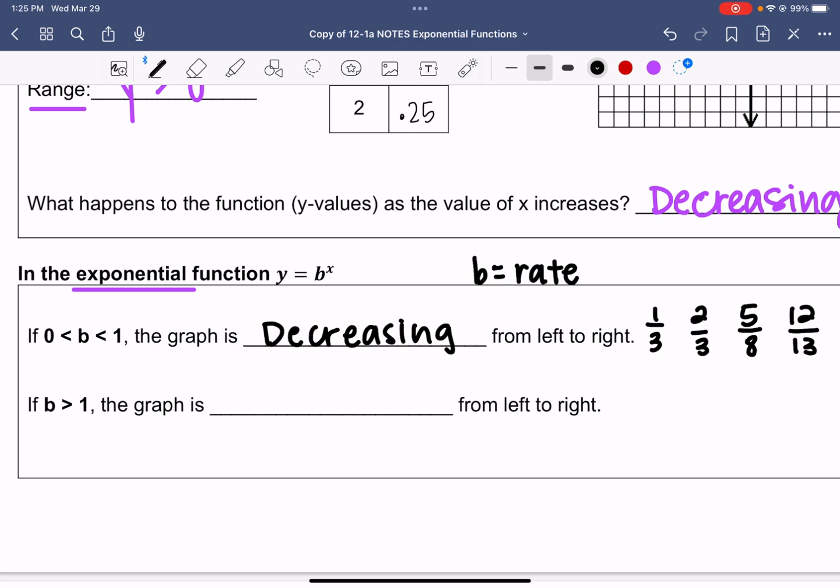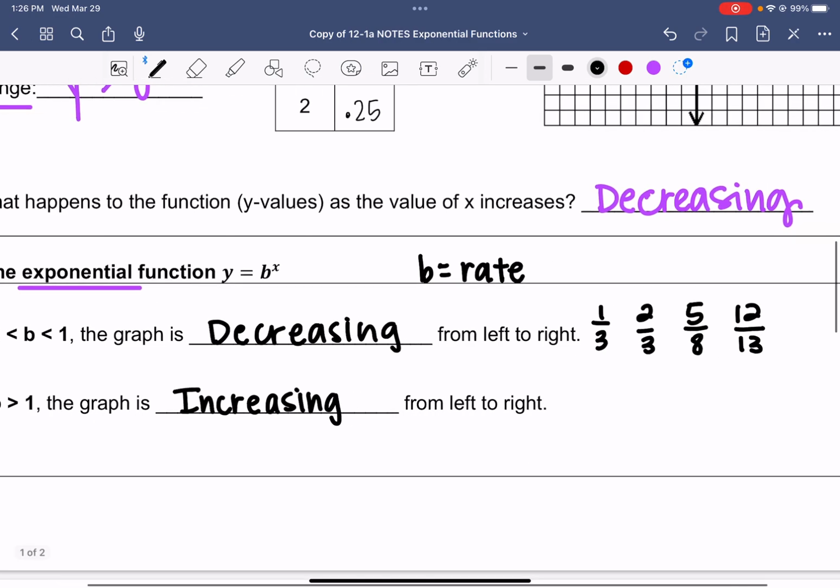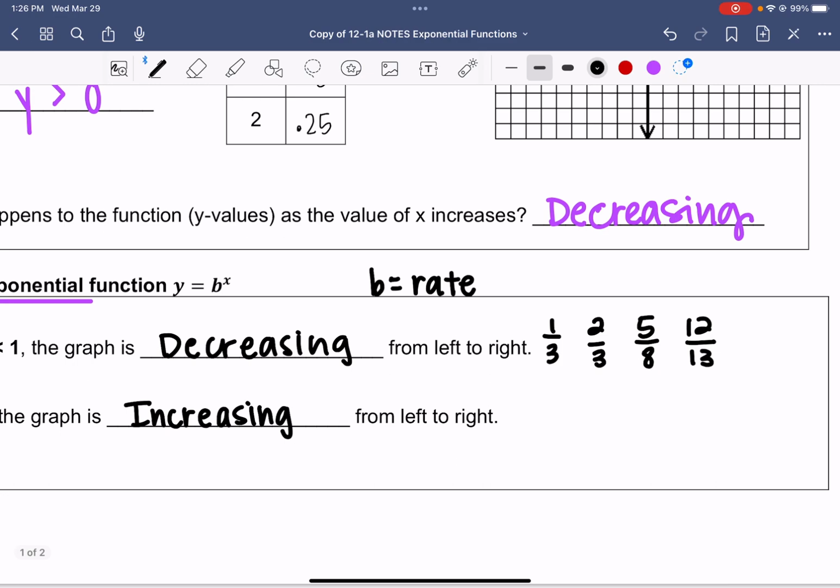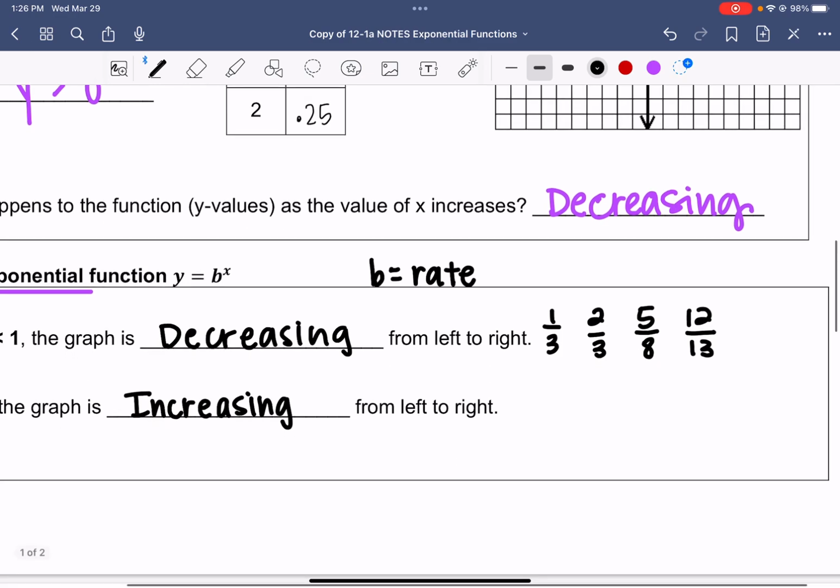If B is greater than 1, it's going to be increasing as it is going from left to right. So if B is in between 0 and 1, it's going to be going down a roller coaster. If B is greater than 1, I'm going to go up a roller coaster. Think of it as your heart rate. Your heart rate's going to increase as you're anticipating going up a roller coaster. So these are numbers as simple as like 10, 2, 5 over 2, even 4 over 3. All these numbers are greater than 1.